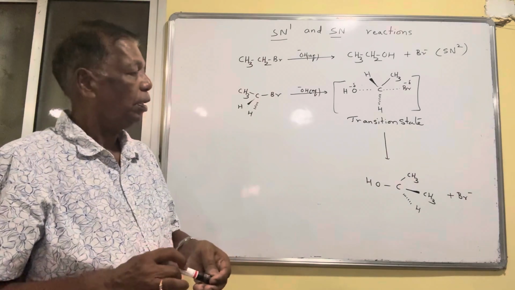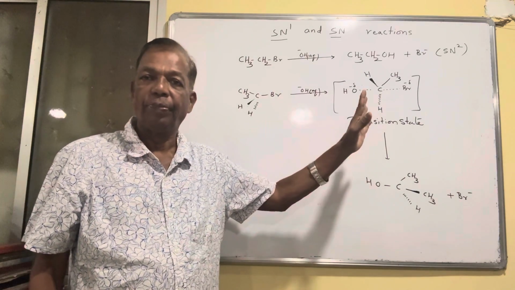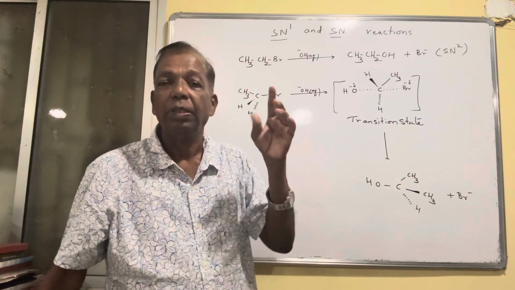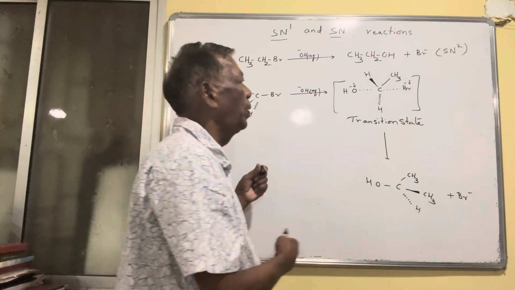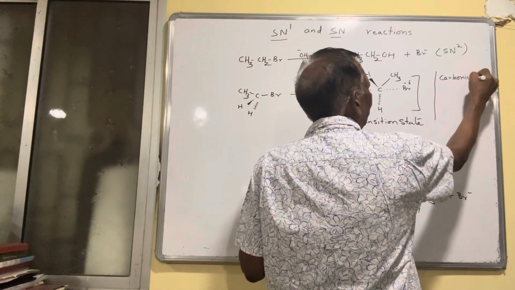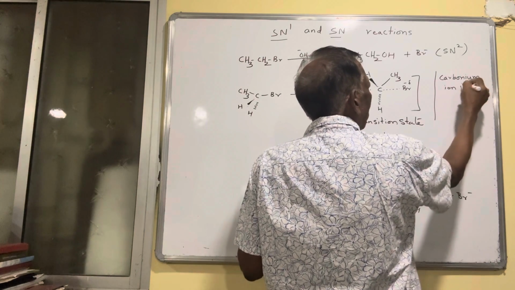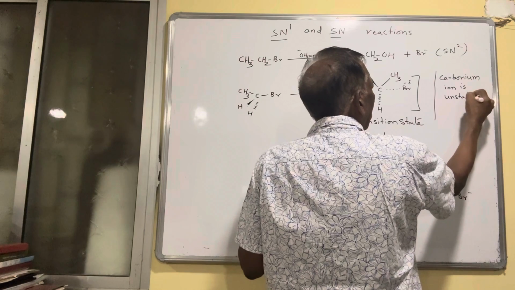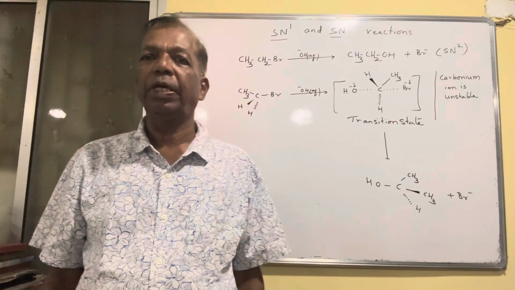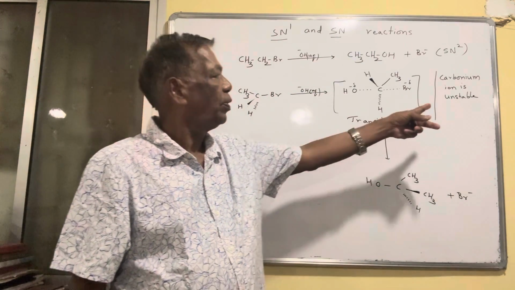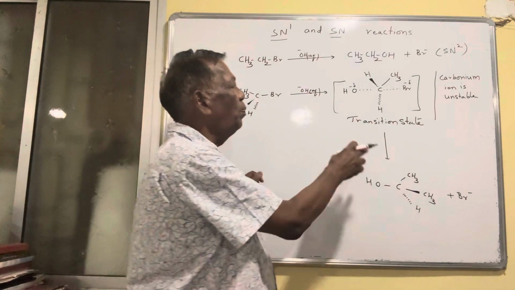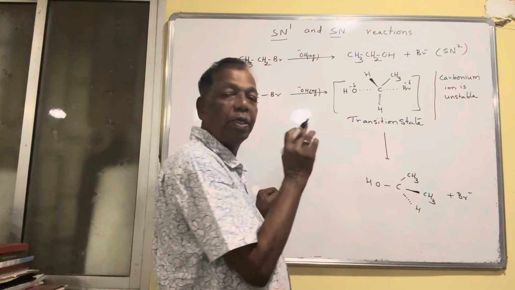Now here there is no formation of carbonium ion. In other words, we can say the carbonium ion formed in this case, if at all, is unstable. So I'll just note down here, carbonium ion is unstable. If the carbonium ion is stable, it will always undergo what? SN1. If the carbonium ion is unstable, it will undergo what? SN2. So there is no possibility of going under SN1 here.